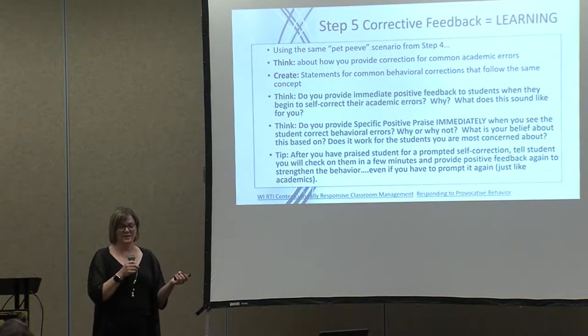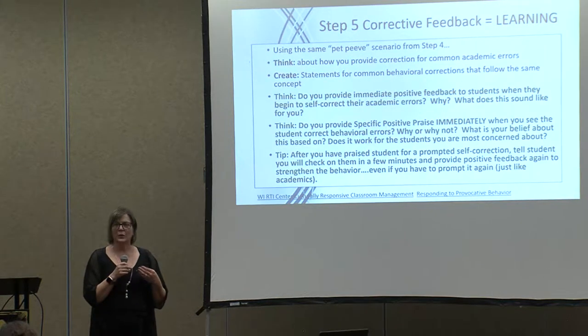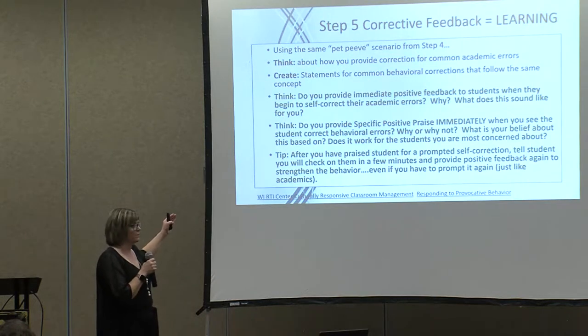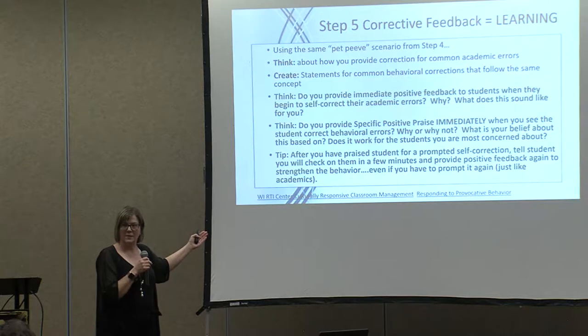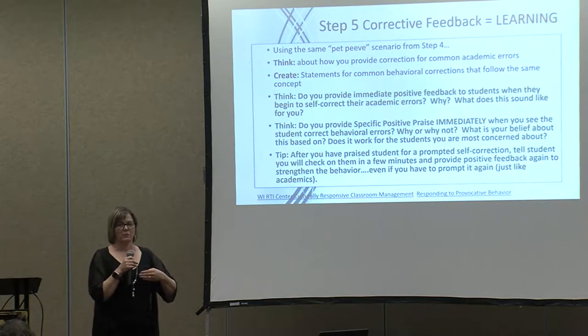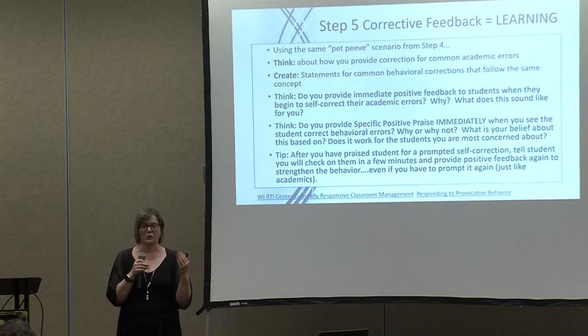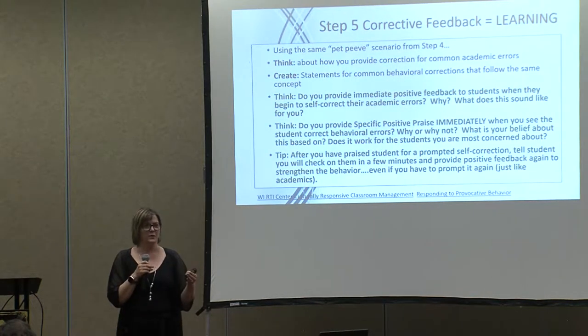The last piece is correction. And it should always result in learning. And we're so used to thinking about correction behaviorally as being some kind of negative consequence, where it really needs to result in a change in behavior, and a change in behavior comes from learning. So taking those same kind of thinking around academics, if a student was making reading errors, math errors, how they thought about something that they were learning in social studies, how do you provide that correction? What kinds of words are you using?